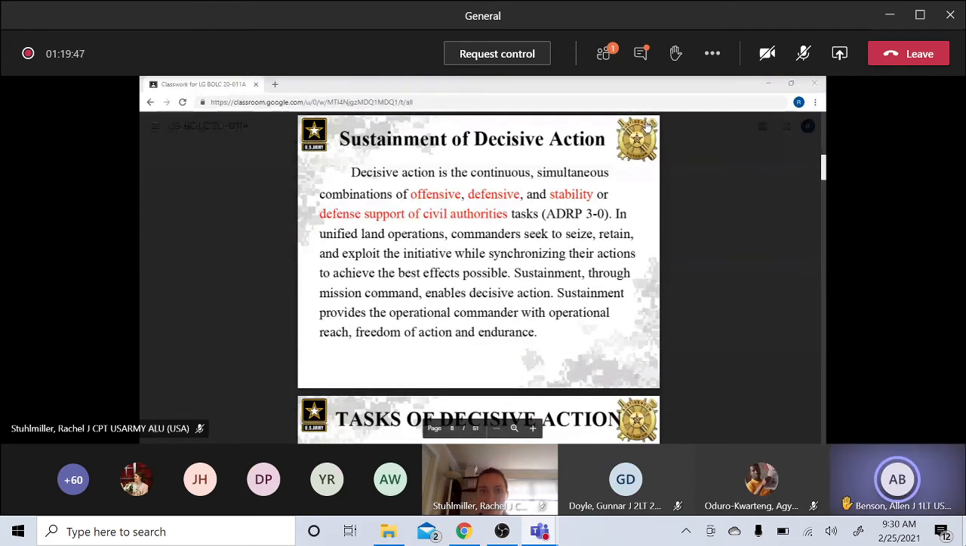Pardon me, ma'am. This is Lieutenant Benson. Go ahead. What I believe it means is that we are giving the maneuver commanders the ability to do what they want. So basically providing them with multiple ways to support and sustain their operations in order to meet the commander's intent and end states.